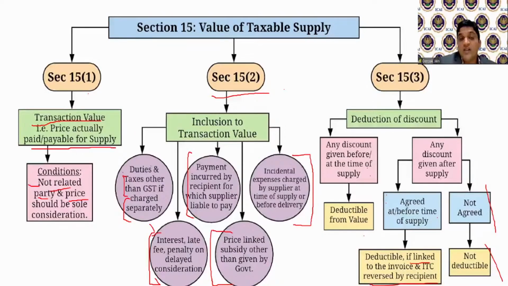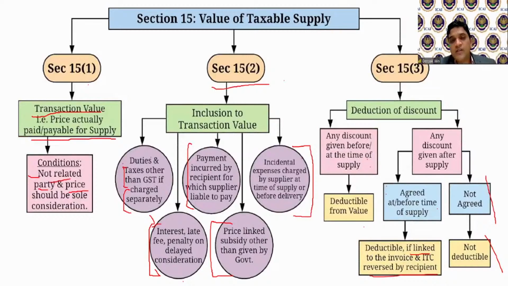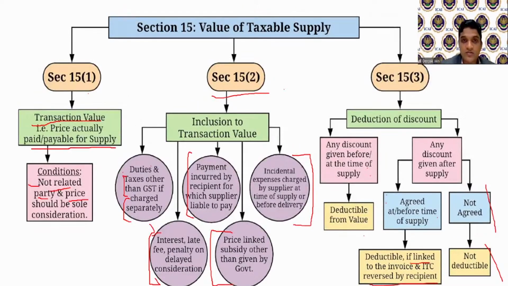On the ITC part, when I supply to him, he will claim the full credit. But when the value is reduced, that much credit he has to reverse. That is the meaning of a discount which I have given him later after the supply, and it is agreed at the time of supply, then he has to reverse the credit. Then for me also, the value gets reduced. Okay.